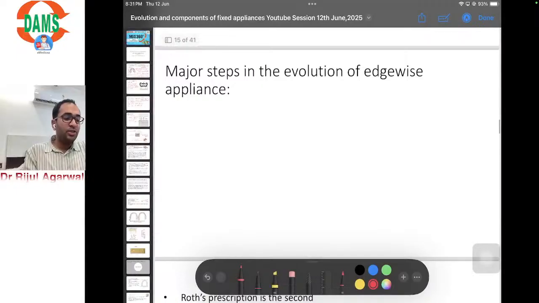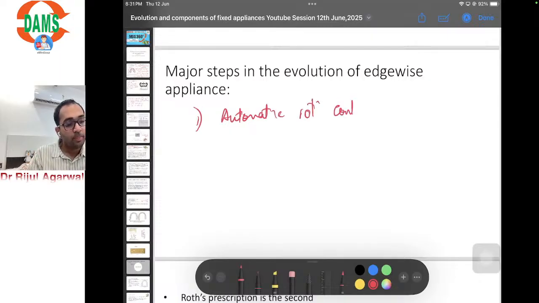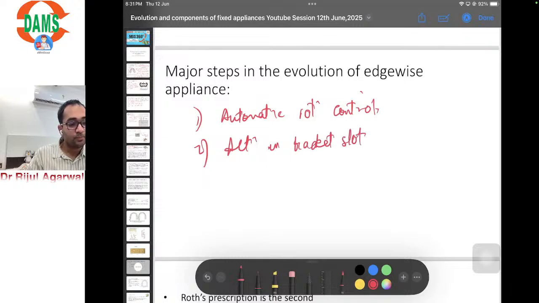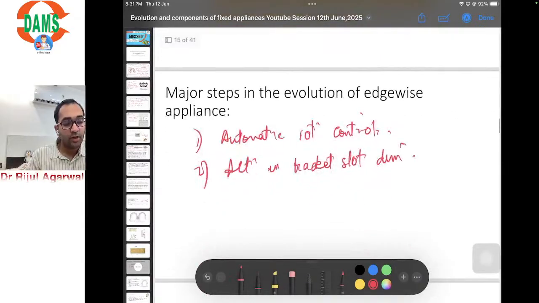Okay, so what were the major steps in the evolution of this edgewise appliance? Due to the presence of twin brackets, which I just showed you, there was automatic rotation control. Second advancement, there was alteration in bracket slot dimension. Using a smaller slot like the 18 slot provided early root control, torque control.